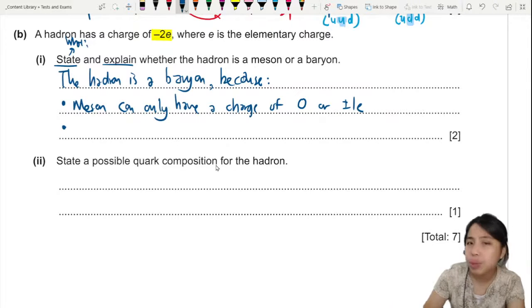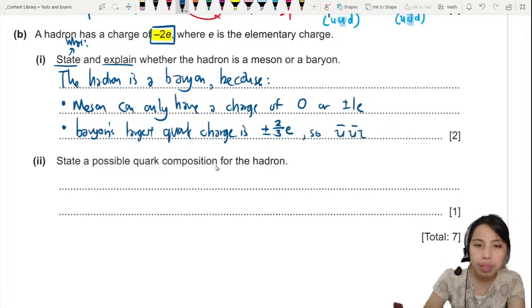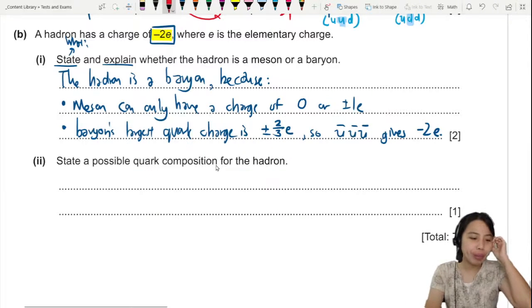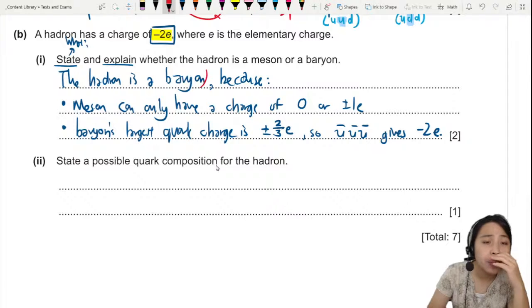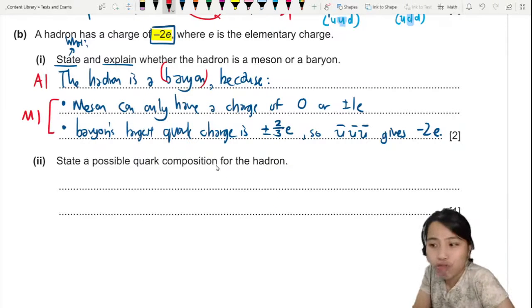So it has to be a baryon, because the largest quark charge is negative 2 over 3 or positive 2 over 3. So you can have 3 of them to give 2e. So a triple up, or triple down, gives negative 2e. Wow, we have to work backwards. Okay, so if you say it's a baryon, that's actually one mark only, an A1 mark. But you need to explain; either one of these will give you an M1 mark. So you unlock the A mark.